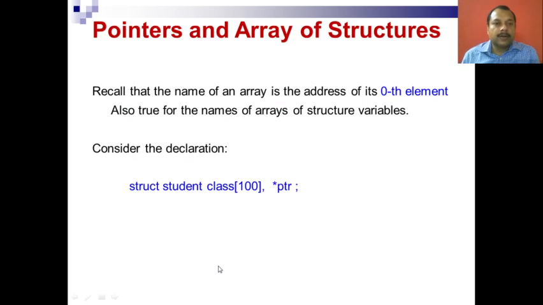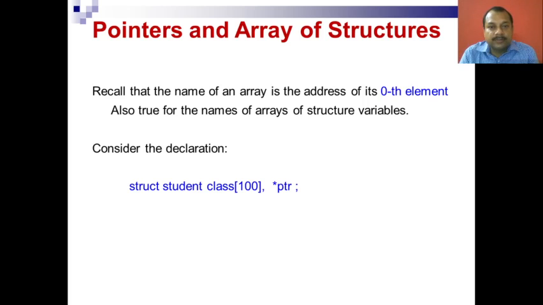Recall that the name of an array is the address of its 0th element. You agree with me? If I declare an array like int ar within square brackets 10, then ar is the same as ampersand ar[0]. Both indicate the address of the array, which in this case means the base address.